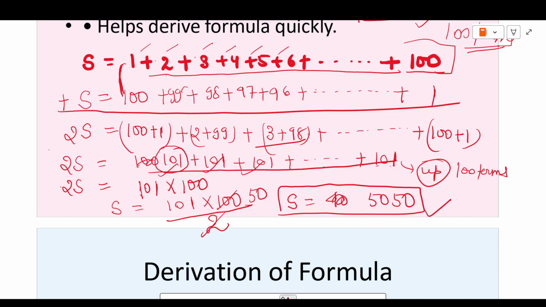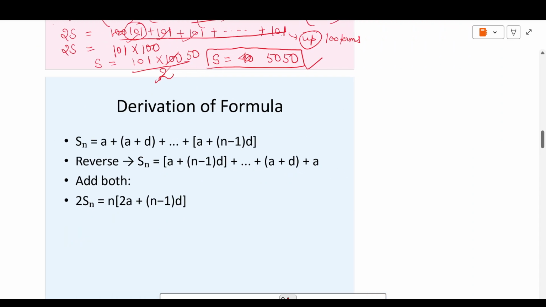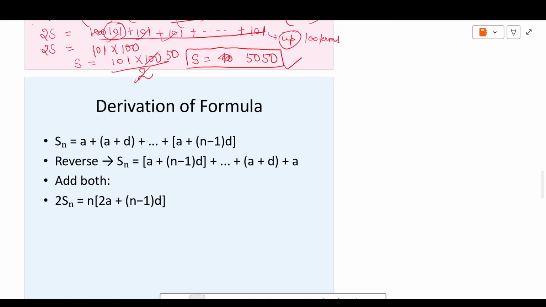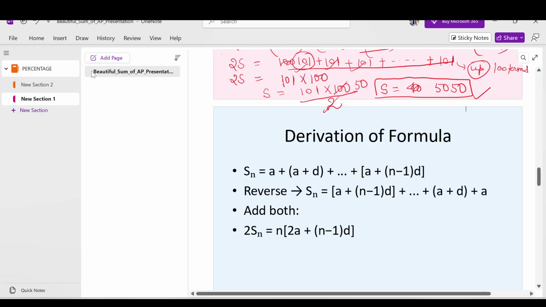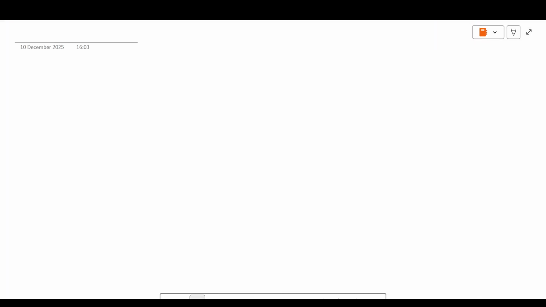Do you understand? Here is the shortcut. Now we will use the same technique to find the sum of the first n terms of an AP. Now let's derive the formula, how we calculate it using Gauss.